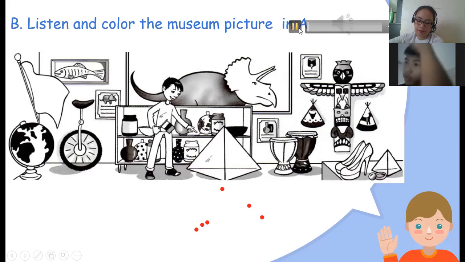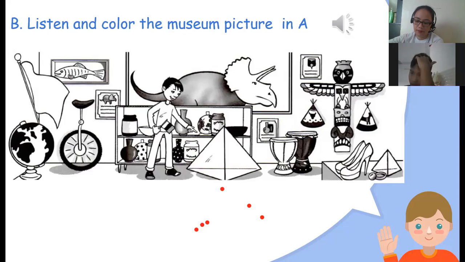19B. Answer my questions. Listen and color the museum picture in A. This is part of a museum, and the boy's name is David. Can you see the strange drums? Color the smaller one. Color it red, please.